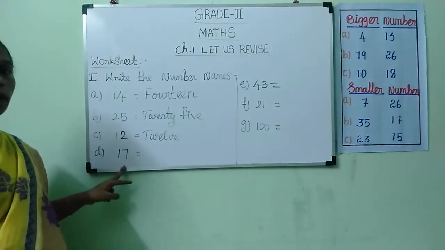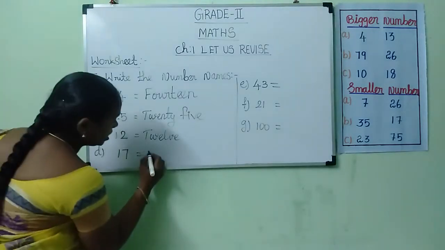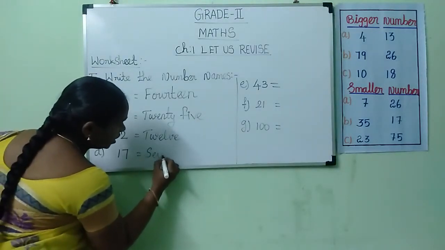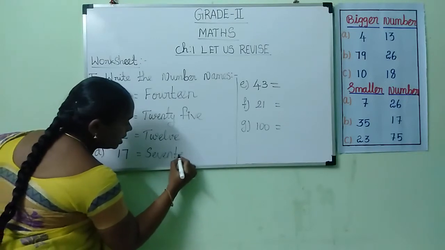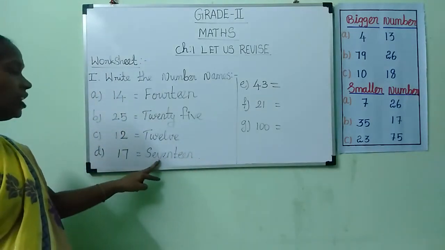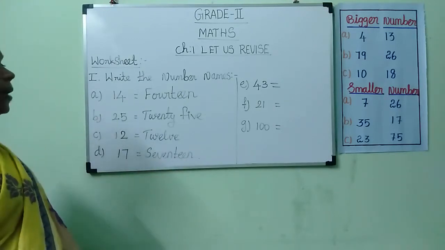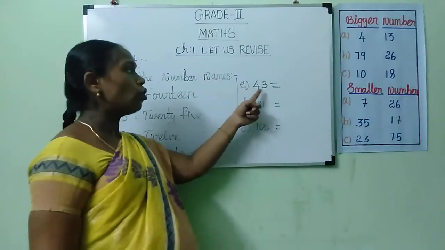How to read this number? 17. What is the spelling of 17? S-E-V-E-N-T-E-E-N. 17. Okay. The next one, 4 3.